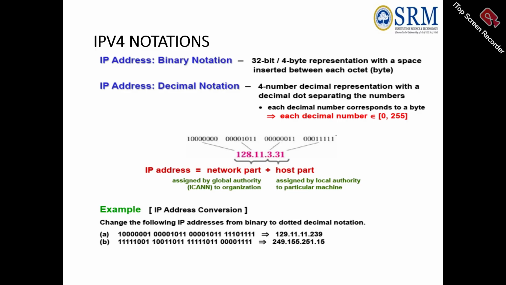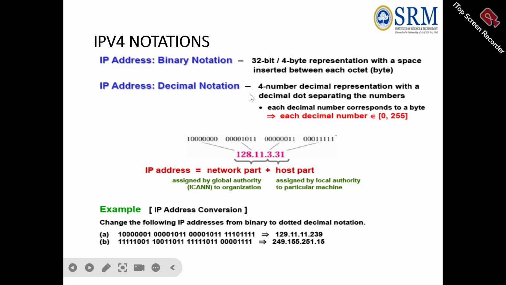Next, there are two notations: one is binary notation and the other is decimal notation. Already we know the difference between binary notation and decimal notation. Binary notation is 32 bits. Here we are using only zeros and ones in each and every octet. There are 4 octets, so a total of 32 bits. Each octet contains 8 bits. There is a space between each and every octet. This is the first octet, and leave some space. This is the second octet, and leave some space. Similarly, that is how to write the binary notation, and each and every octet contains 8 bits.